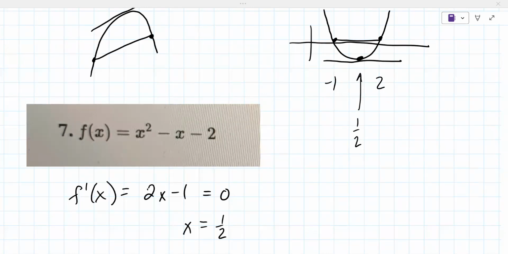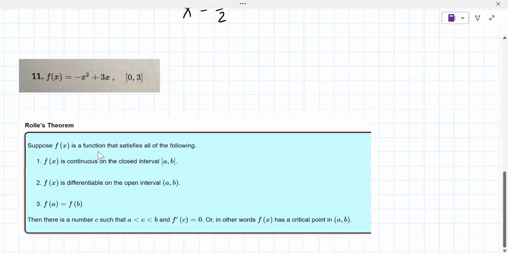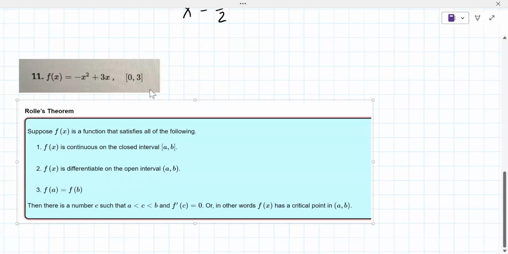What's the next one you'd like us to look at? 11. All right. So there is some language in questions 11 through 23. You have to decide if you can even apply Rolle's theorem. This is where I think math gets really unnecessarily complicated because they give you some instructions, and these are completely correct, but it's just overwhelming.